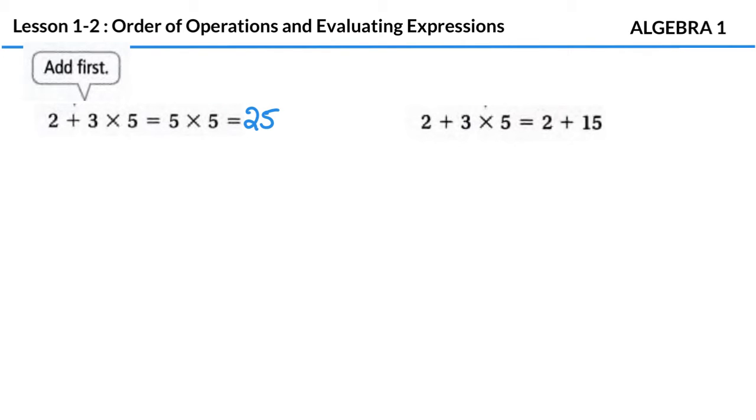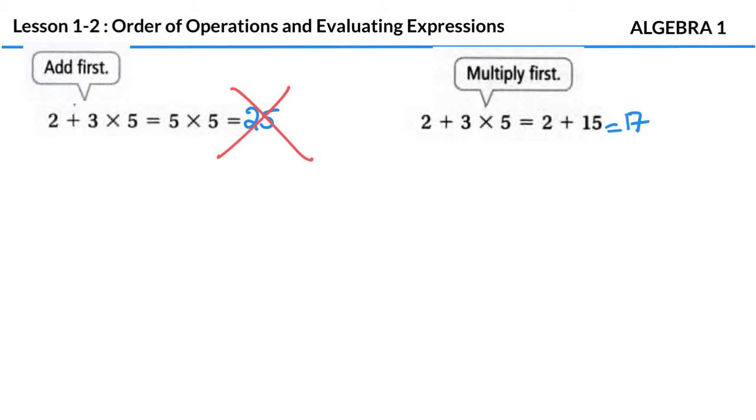Or you might be thinking that, no, I will multiply first, 3 times 5, which is 15, and then I will add 2 to it, that will give me 17. Both answers seem to be reasonable, but do you know what? This is wrong. Why? Because whenever you have addition and multiplication together in one numerical expression, you multiply first and then add. Why is that so?